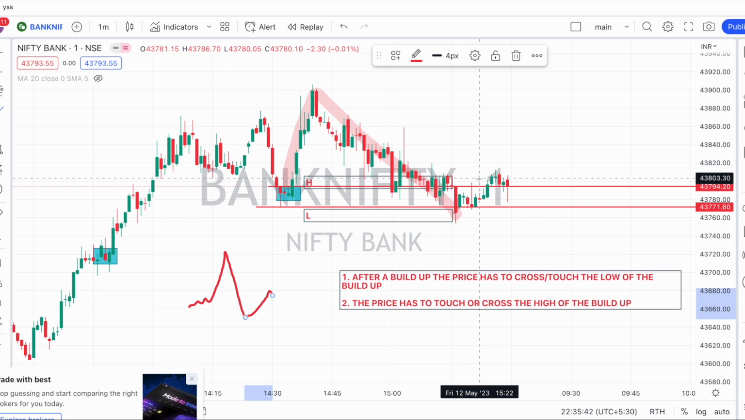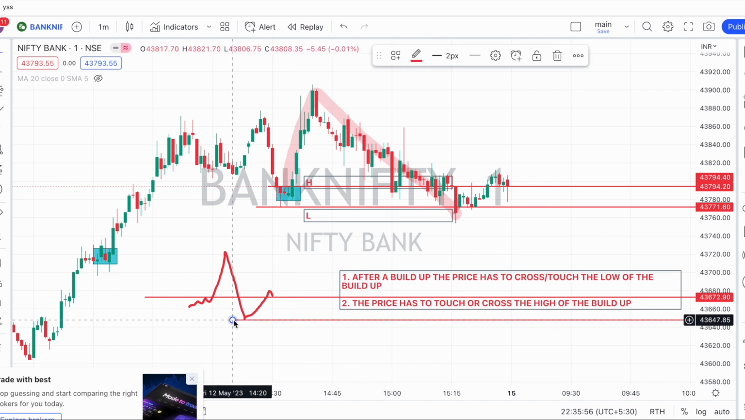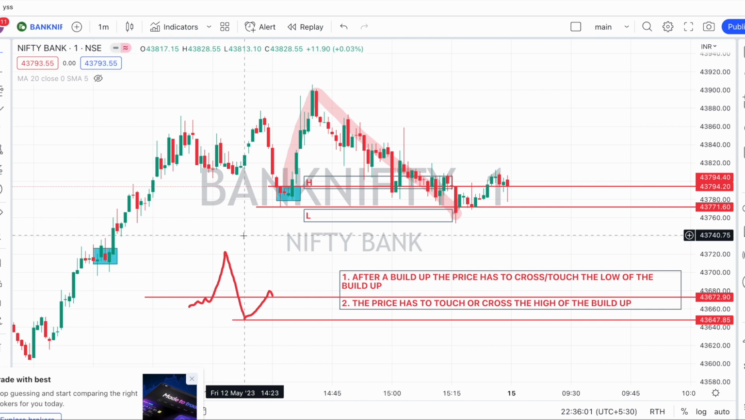Perfect. Now if I ask you what is the high of the edge formation and what is the low of the edge formation, the high of the edge formation remains this. Now the low of the edge formation will become this. This is required to take an entry, but this we'll discuss whenever we discuss the buy and sell strategies. Don't worry. So this is what is called an edge formation.